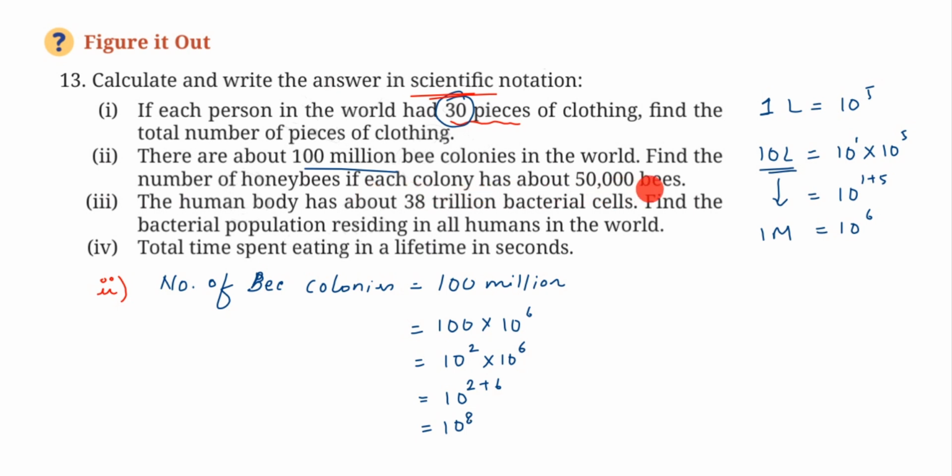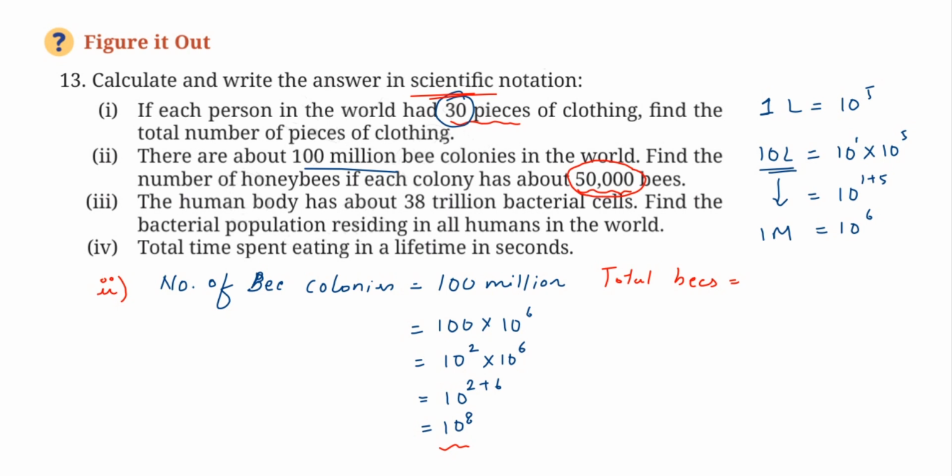That is the question. So total bees will be, I'll write it here. Total honeybees, or just write total bees, will be number of bee colonies, how many bee colonies are there? 10 to the power 8. And number of honeybees in one colony. So this 10 to the power 8 is the number of bee colonies, and in each colony there are 50,000 bees. So to find out total number of honeybees, we have to multiply 50,000 bees by total number of colonies.